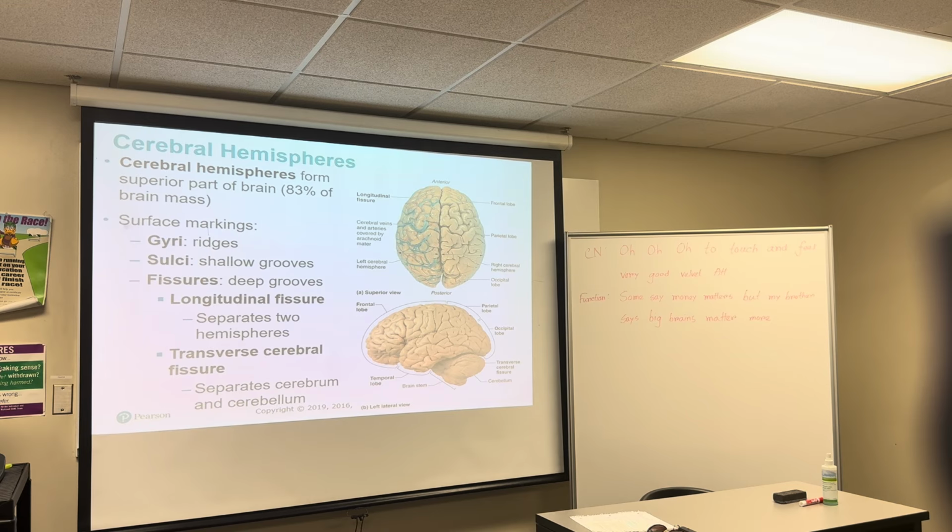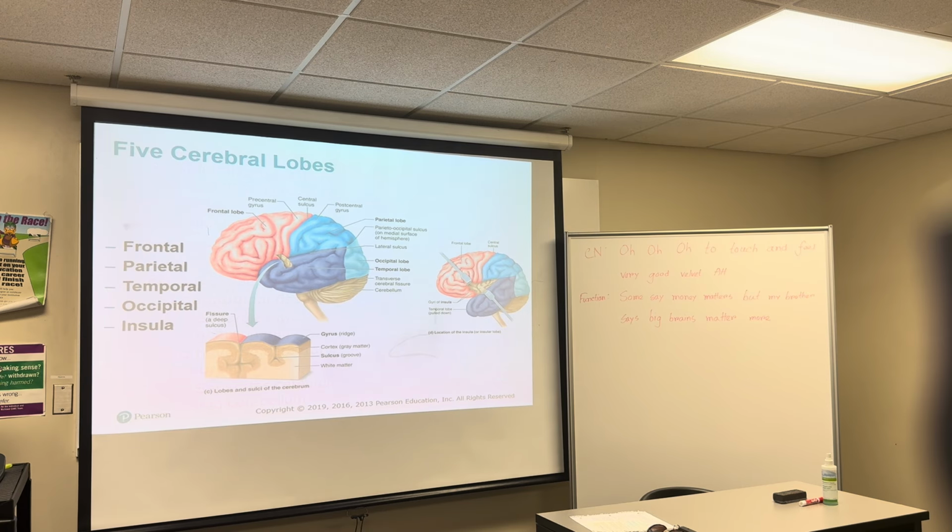There is another fissure right here, which is called the transverse cerebral fissure, which separates your cerebrum from the cerebellum. Okay. So now we know that we have these five lobes. To know the five lobes, I want you to understand the indentation between the frontal lobe and the parietal lobe. You have this what? Central sulcus. Your central sulcus is dividing the frontal lobe and the parietal lobe.